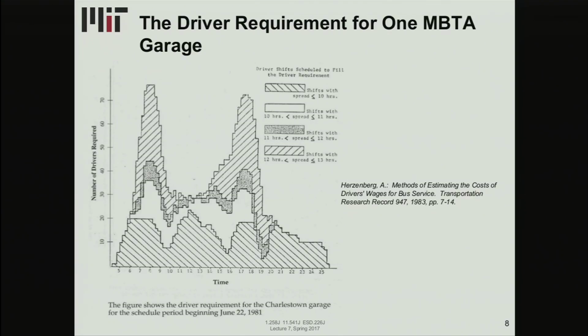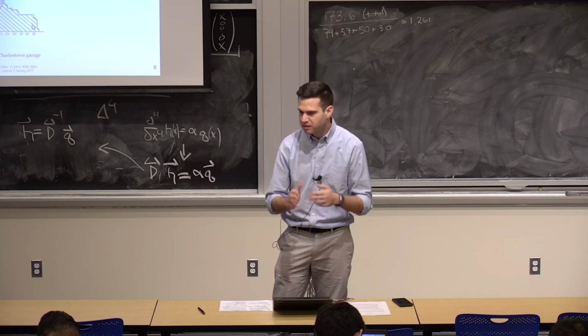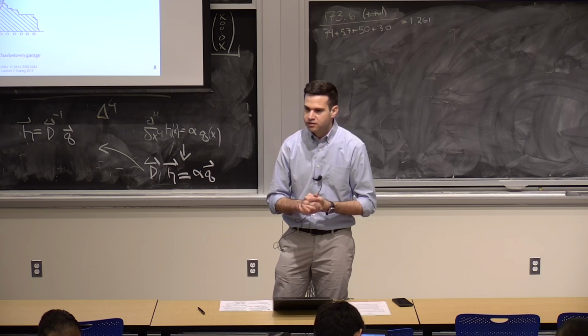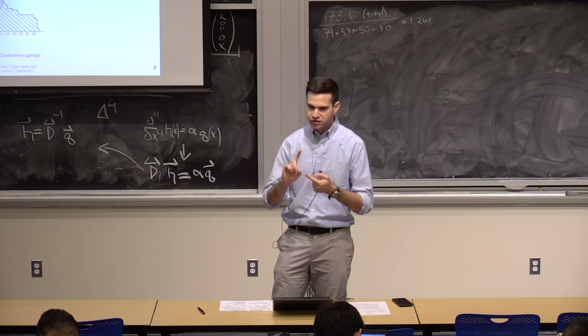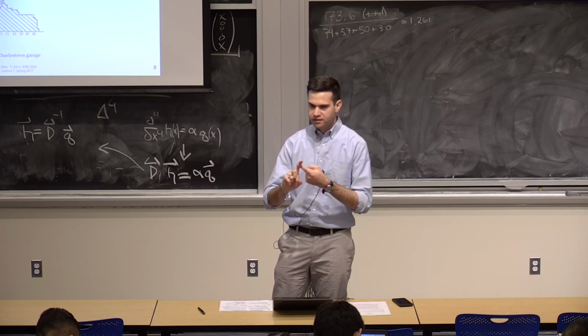Okay, if we look at the driver requirements for the MBTA back in 1983, the early 1980s, this is what we get. So many more drivers are required in the AM peak and the PM peak than are required off-peak or early in the morning or late in the afternoon and evening. Why is that? We've talked a little bit about it already. So you provide more service. Why do you need to provide more service? That's when the commuters are moving. Because there's more demand for it, right?